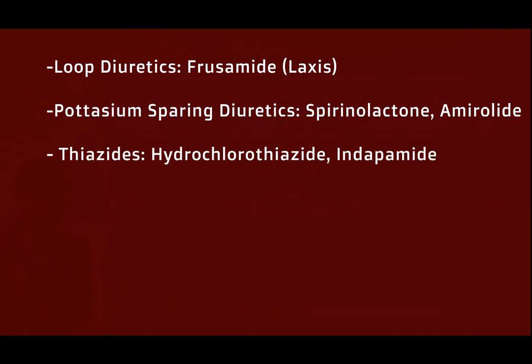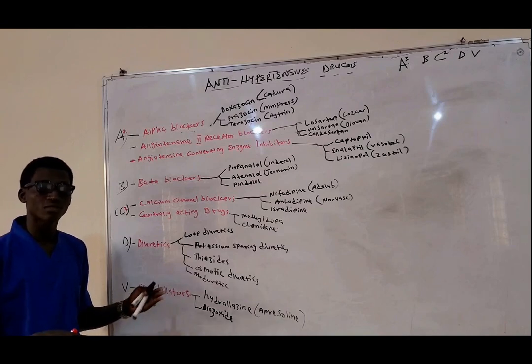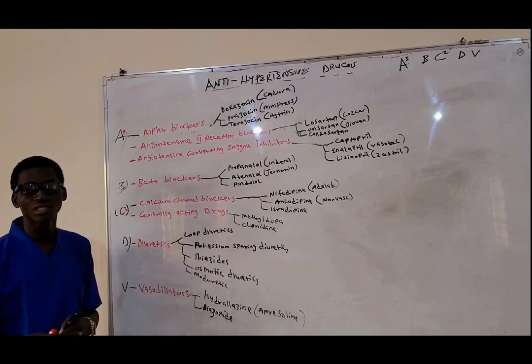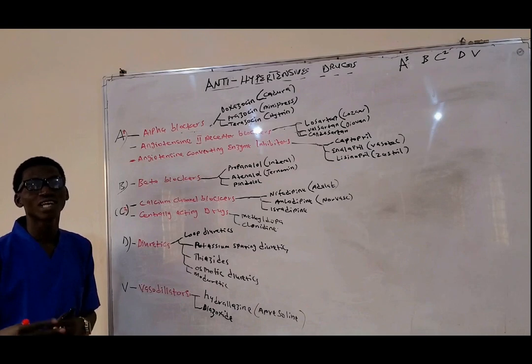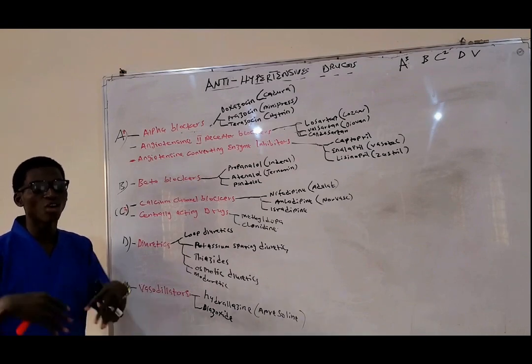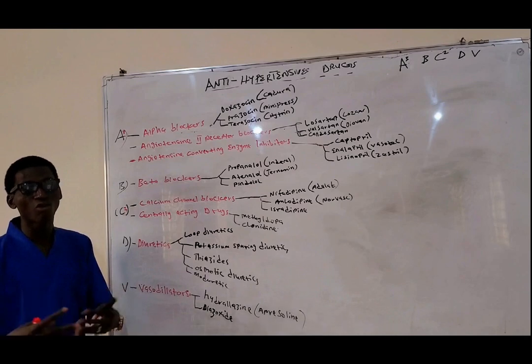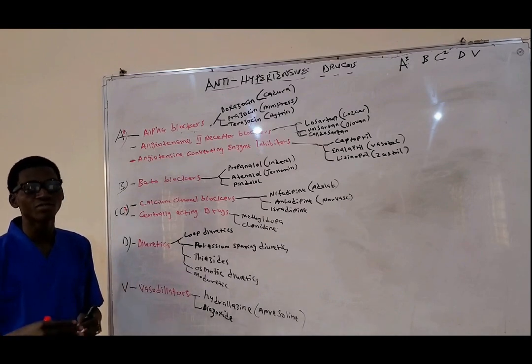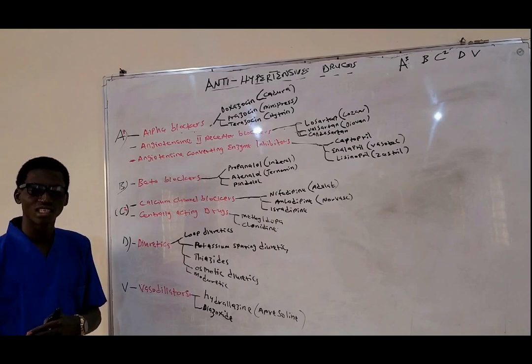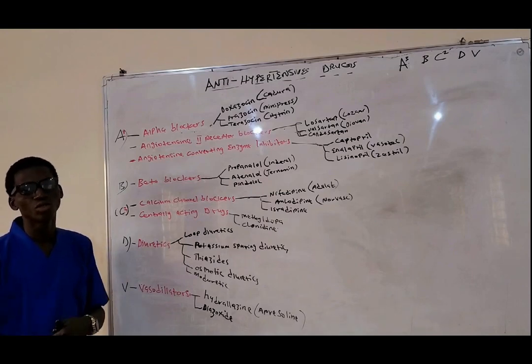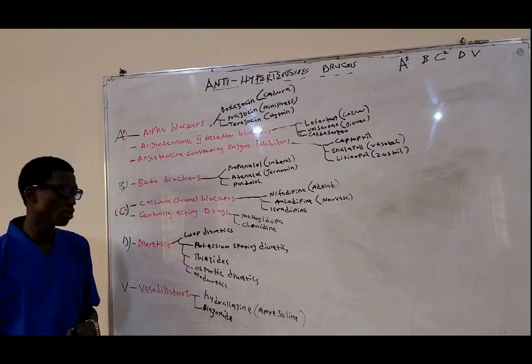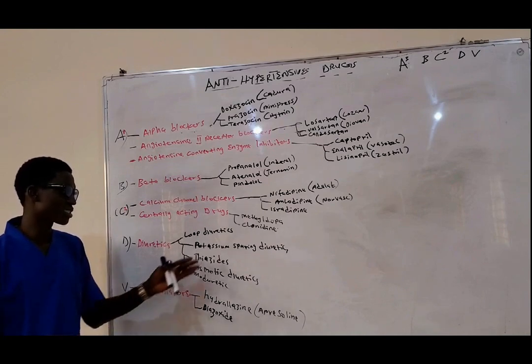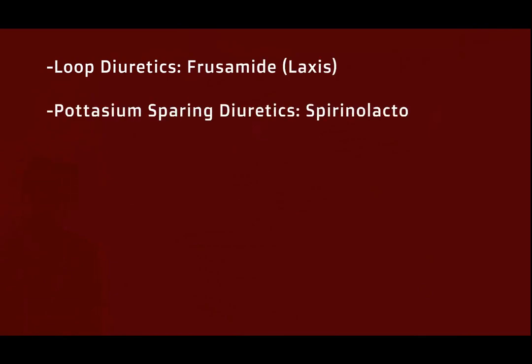Then the third one we have is the thiazides. Thiazides are also a class of diuretics. What they do, by the time they are administered to the body, is that they go directly to the distal convoluted tubule to eliminate more fluid out of the body. And you know, if more fluid is eliminated out of the body, definitely there is going to be a decrease or drop in fluid volume, which will bring about a decrease in blood pressure. So examples of thiazides are hydrochlorothiazide and indapamide. Hydrochlorothiazide and indapamide are examples of thiazides.